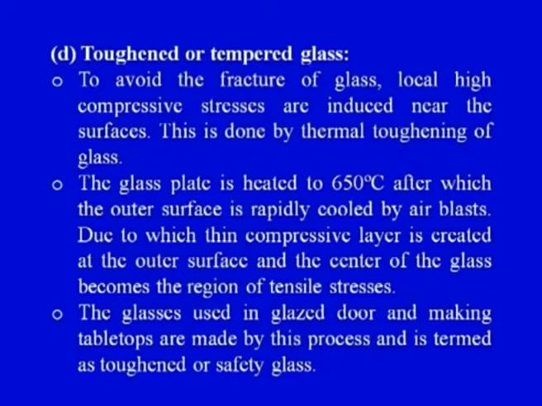So, at the surface we will have the compressive stresses, at the center we will have the tensile stresses. At the surface, when we have a compressive stress, the glass will be toughened. Now, this type of glass is used in glazed doors and making tabletops, and this process is termed as toughening. This type of glass is called the toughened or the safety glass.